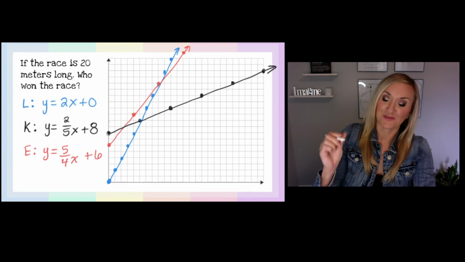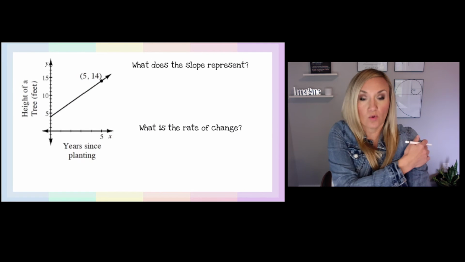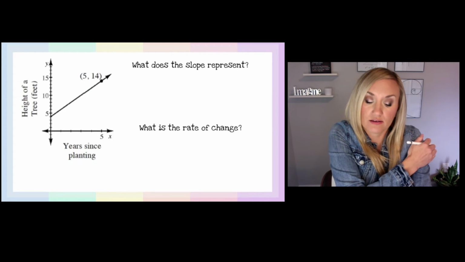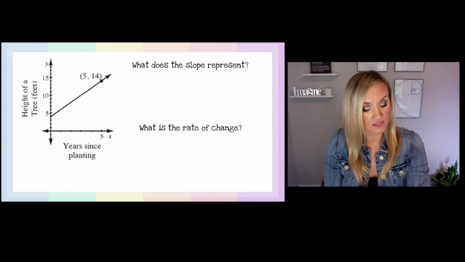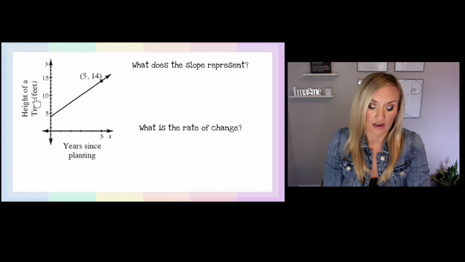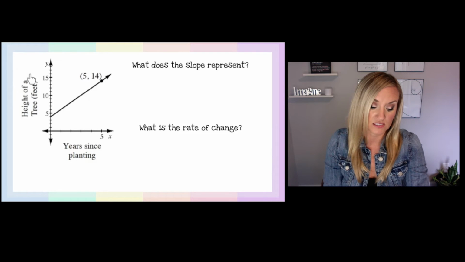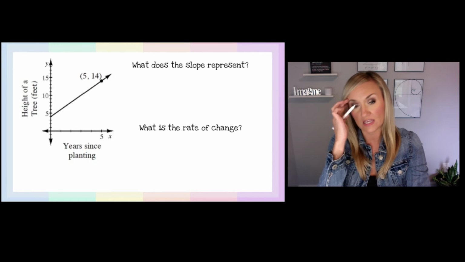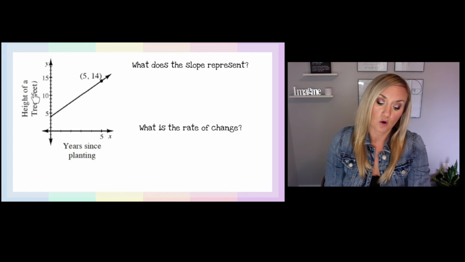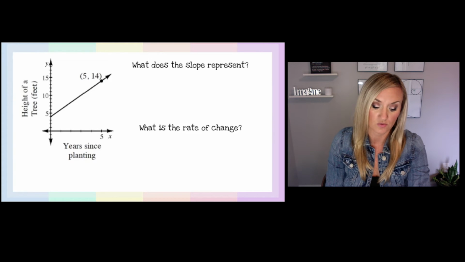All right, that's cool. So what does even slope represent? And slope is different for every single graph. You are comparing, right, the rise over run. You're looking at, depends on the graph, like this one is the height of a tree in feet. So for this one, this slope represents how many feet per year, right? Because it's rise over run, how many feet per year.